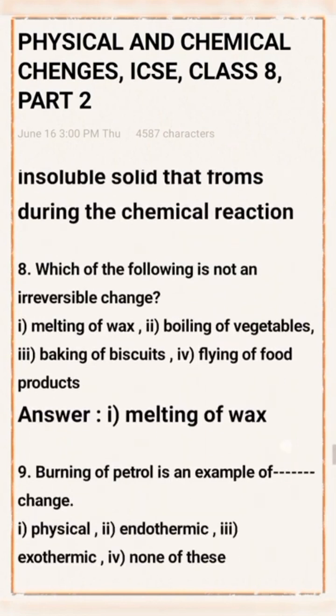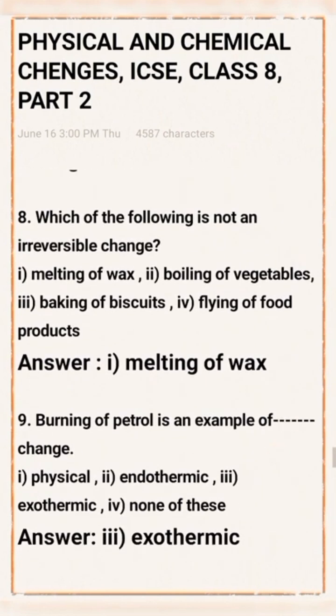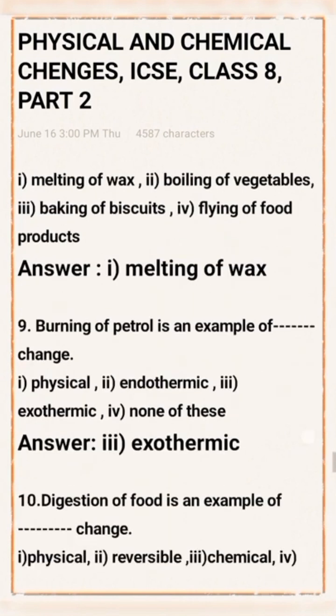Okay. Next question, question number 8. Which of the following is not an irreversible change? That is, melting of wax, boiling of vegetables, baking of biscuits, frying of food product. That is the answer, melting of wax. Next question, burning of petrol is an example of dash change. Option 1, physical. Option 2, endothermic. Option 3, exothermic. Option 4, none of these.